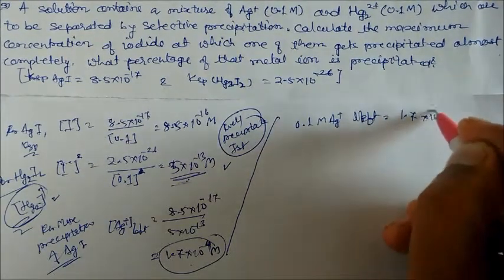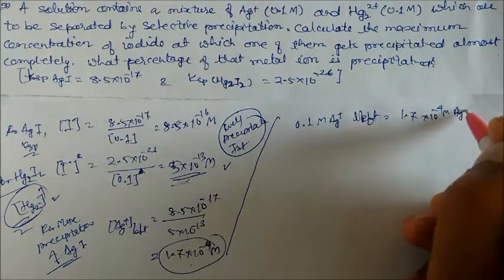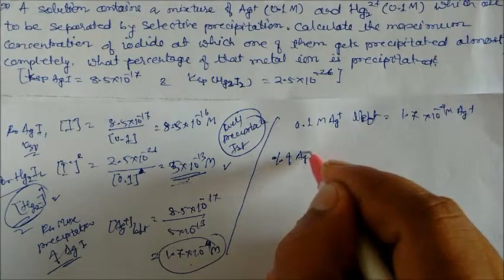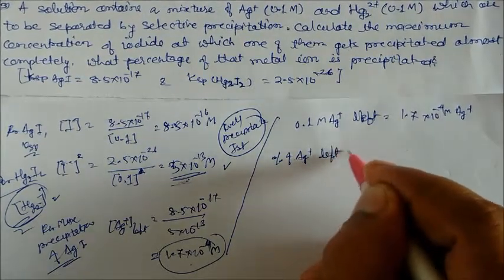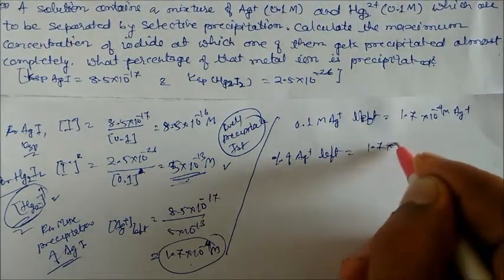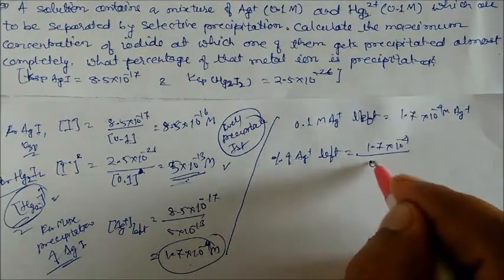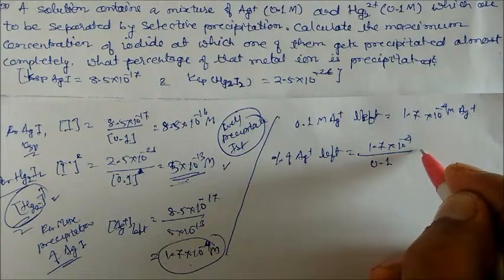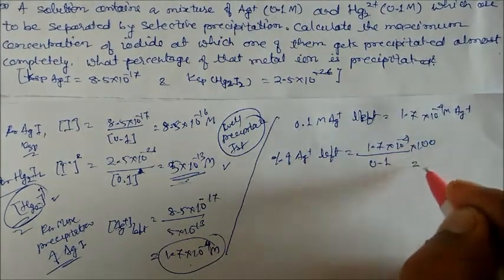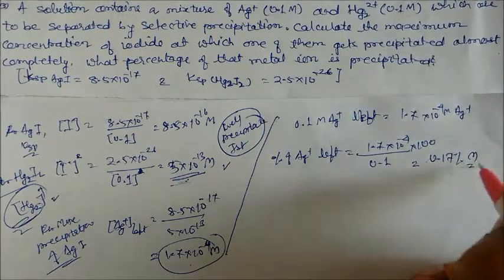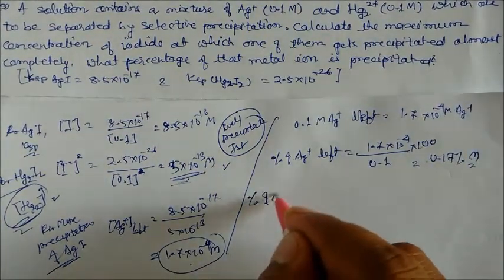1.7 into 10 power minus 4 molarity of silver ion. So the percentage of silver left will be how much? 1.7 into 10 power minus 4, divided by the initial concentration of silver, that is 0.1, and again you multiply it by 100, so we will get the answer here: 0.17%.